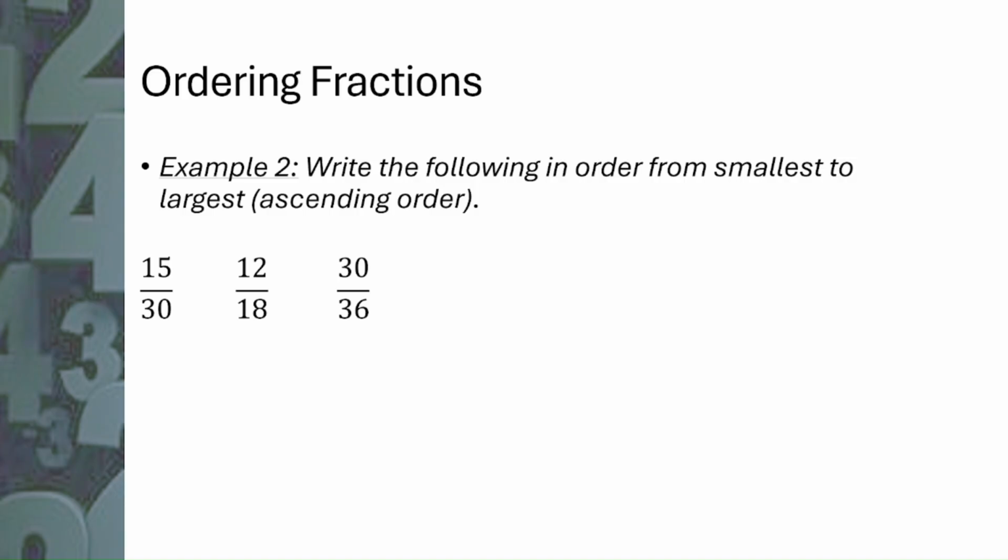Now, I do know that 30, 18 and 36 are all in the 6 times table. I do know that 5 times 6 is 30. And so a good starting point would be to divide the first fraction by 5. So 30 divided by 5 will give me 6. 15 divided by 5 will give me 3.